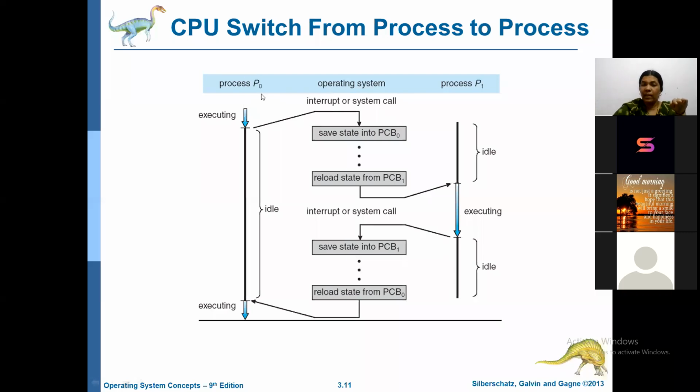So that's why it is the work of the operating system to save the state into PCB0. So the state is not only the state, that is, the process states.